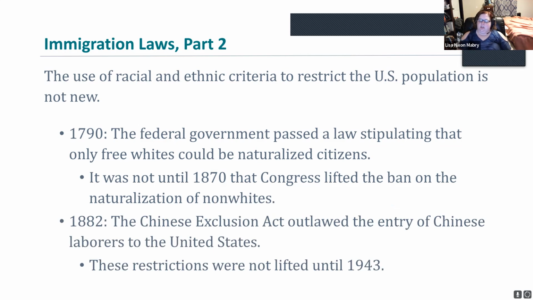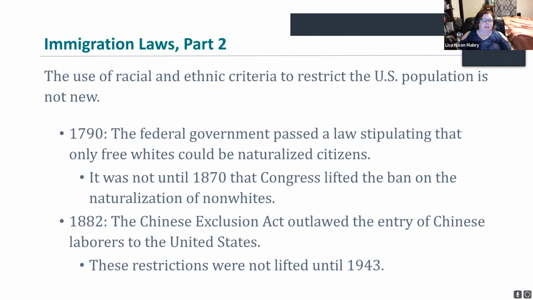Unfortunately, using racial and ethnic criteria is not a new concept. In 1790, we passed a law stipulating that only whites could be citizens, whether they were US born or naturalized where they immigrated over. And of course, who constitutes as white was focused mostly on Europe. It wasn't until 1870 that Congress lifted that ban and allowed people who are not white to immigrate.